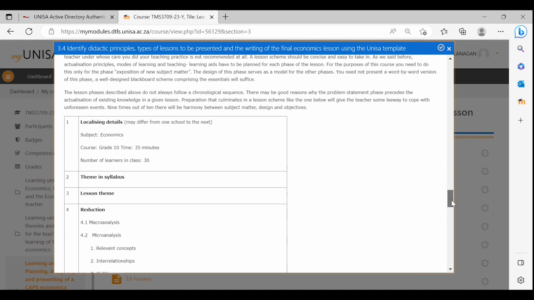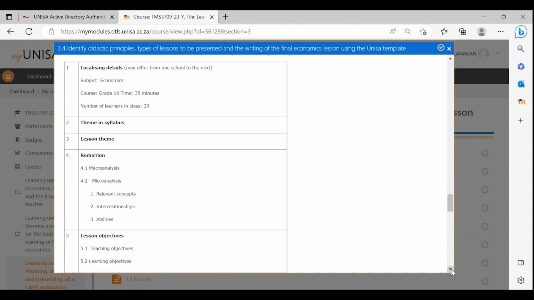Unemployment is a theme. Poverty is a theme. You have the theme in the syllabus, which is overall economic pursuits, and then the lesson theme. Then you have the reduction of the lesson. Are you teaching macro? You do a macro analysis, an overall analysis. Micro analysis is the relevant concepts to be taught, the interrelationships.